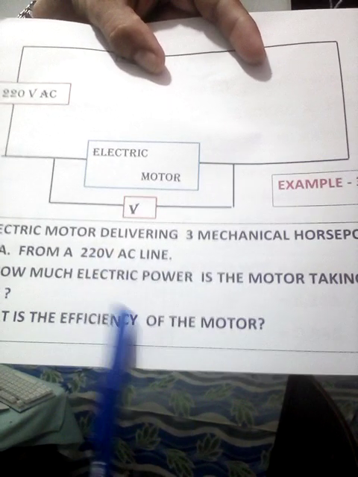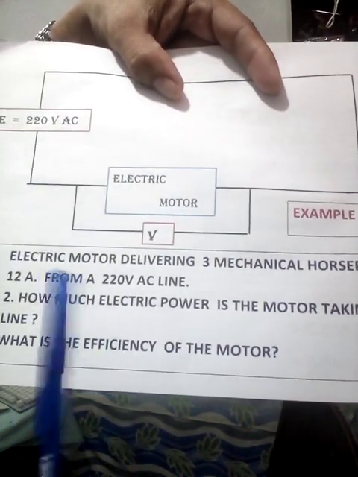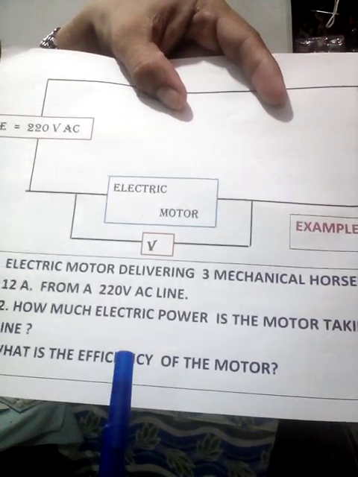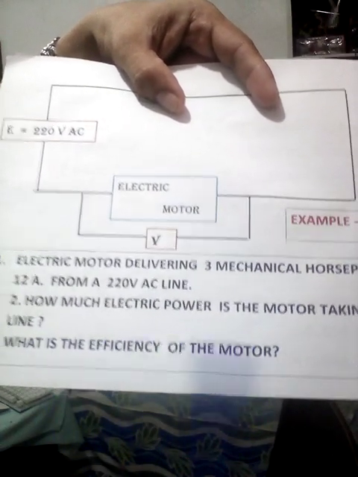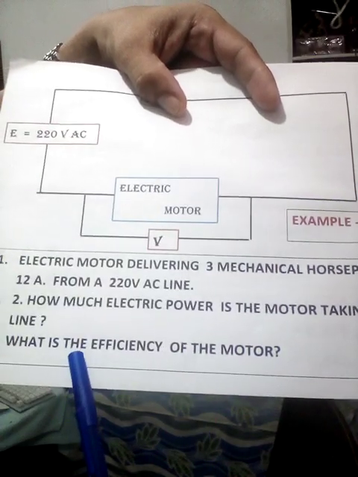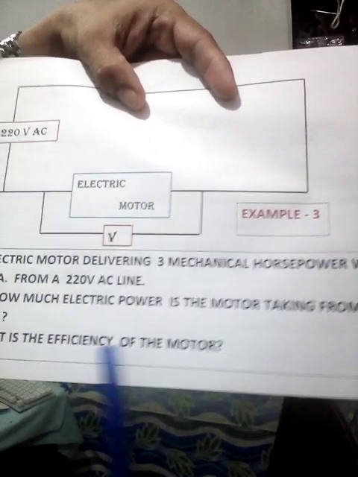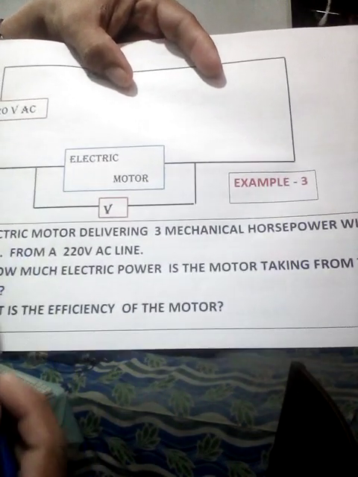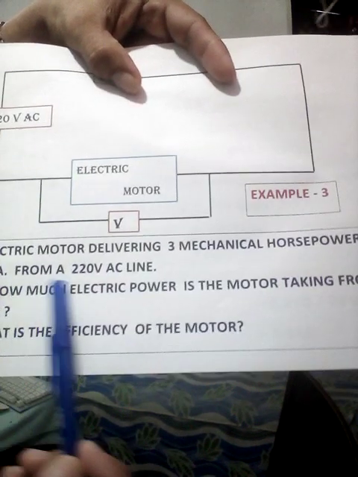So, nandun na po yung efficiency ng motor kasi very important ito para magkaroon tayo ng knowledge about the motor, how it is considered na tumatakbo siya. And then, we're gonna get the efficiency, the output and input power. So, the number 1 question, electric motor delivering 3 mechanical horsepower with 12 amperes from a 220 volt AC line.